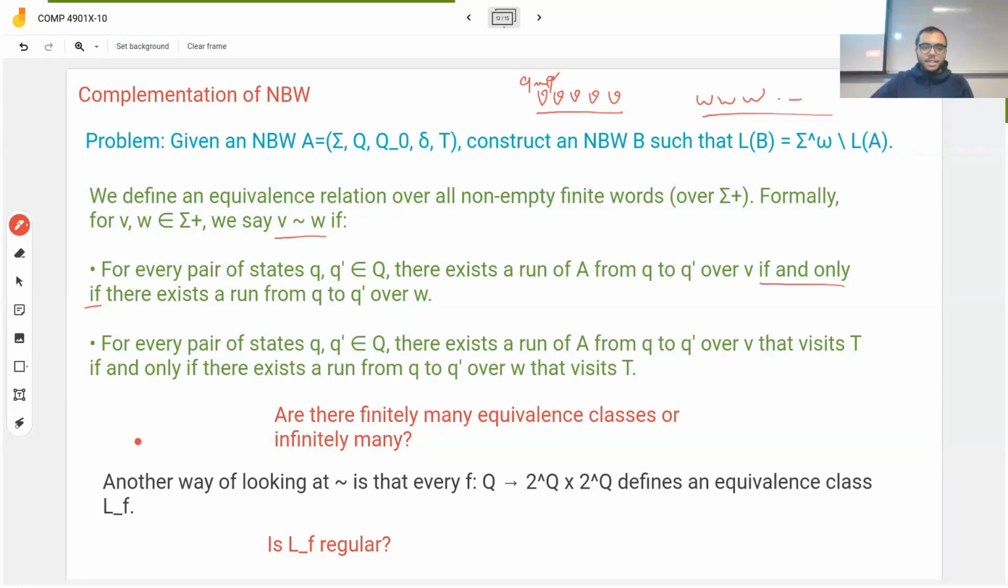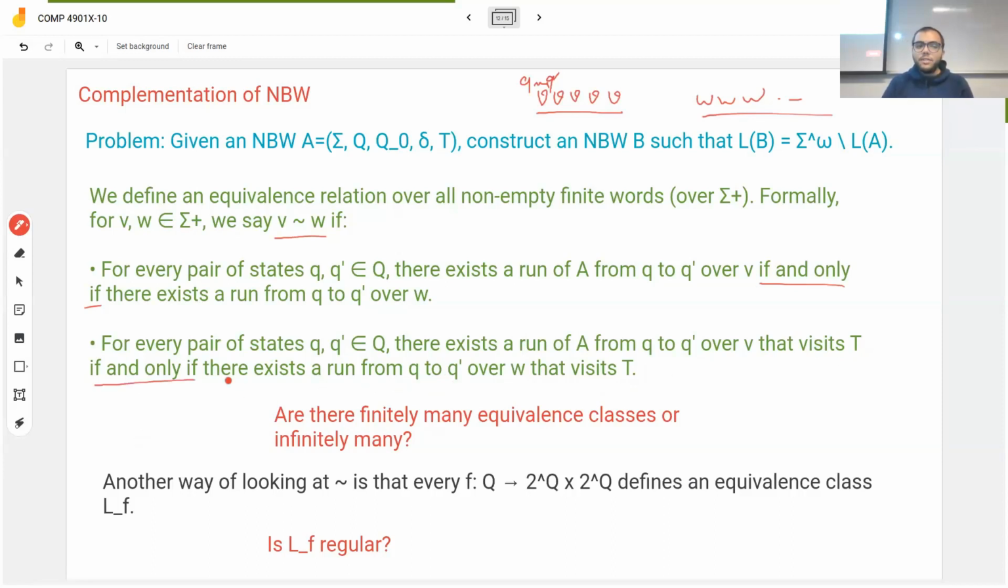So this is my second condition. I say that for every pair of states q and q prime in my automaton, if there is a run from q to q prime using the word v that also visits my target states, then there should also be a run from q to q prime using the word w that also visits my target states. And again, this is if and only if.